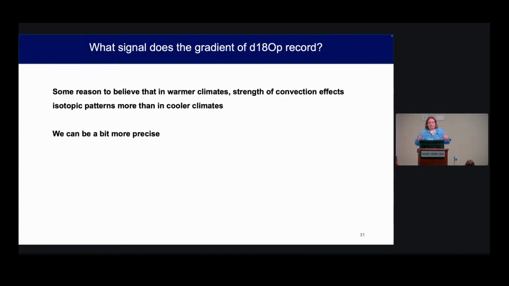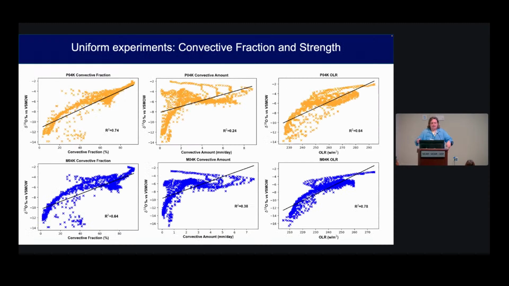So there is some reason to believe that in warm climates and cold climates, there are different signals being recorded by Delta 18O of precipitation. Again, that was just wiggle matching. We can also do linear regression, which is slightly more sophisticated. Here I'm showing linear regression for the uniform warming and cooling effects, so the plus 4K on the top and the minus 4K on the bottom.